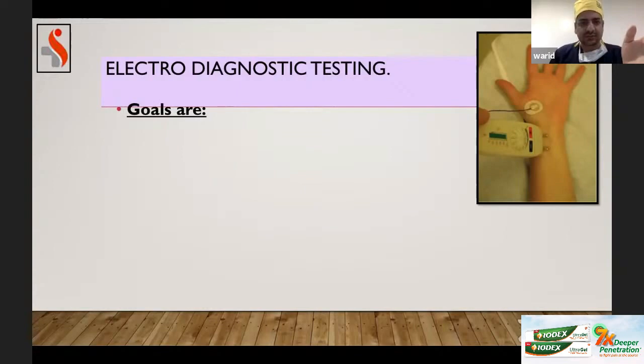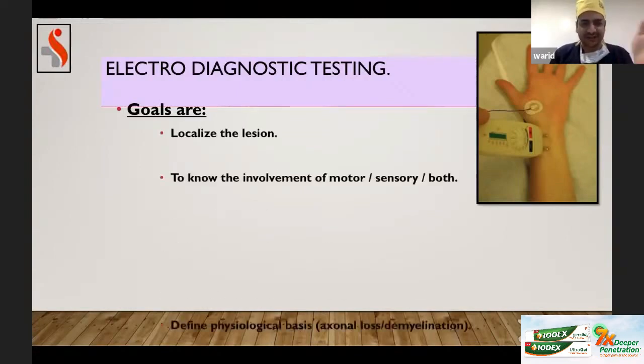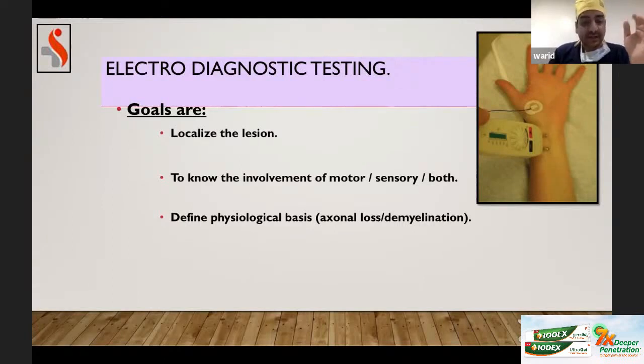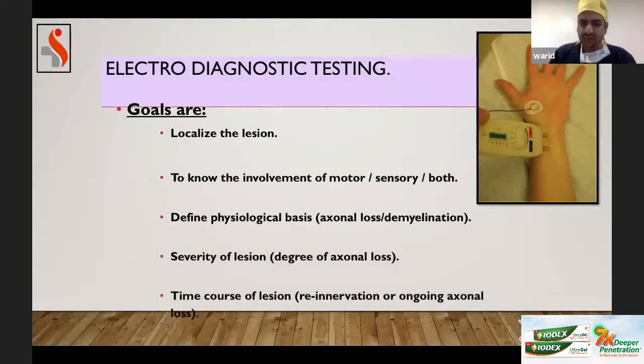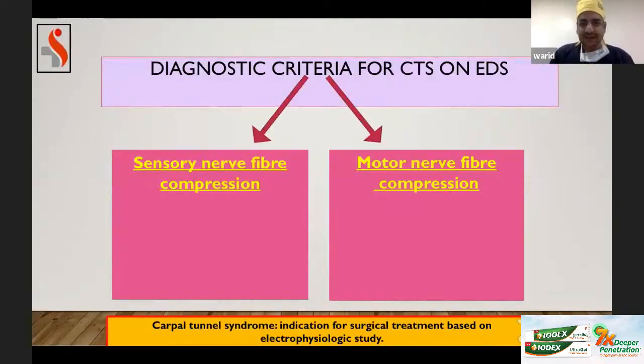Quickly, I'll go to the electrodiagnostic testing, because I think most of the people will probably not like going into details of this. But the goals of this are to localize a lesion, to know whether there's motor or sensory involvement, see whether there's axonal loss or demyelination, the severity of the lesion, the time course of the lesion, and then there are some diagnostic criteria. I've made it very simple, not really boring.